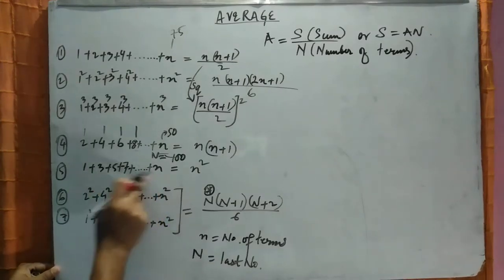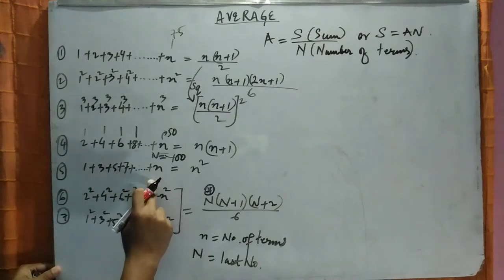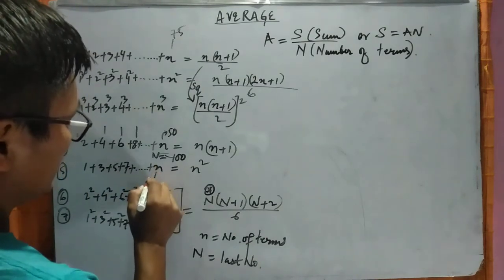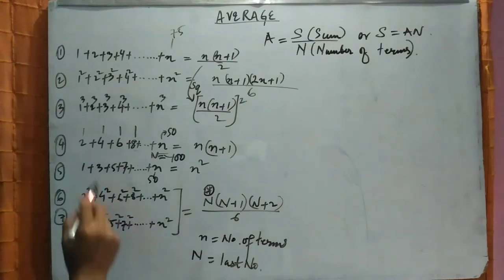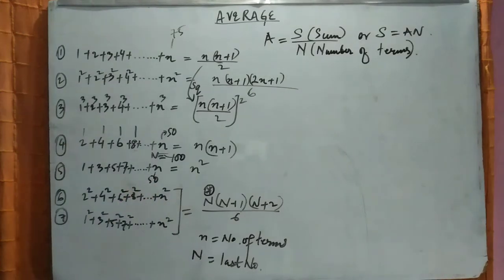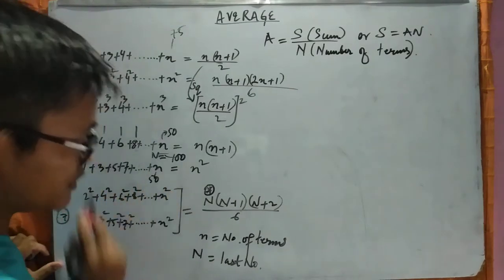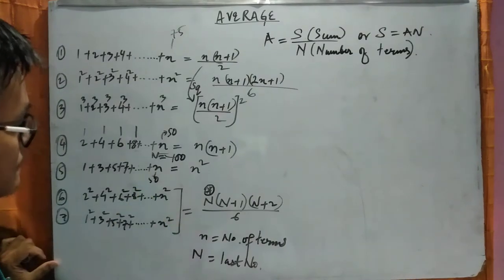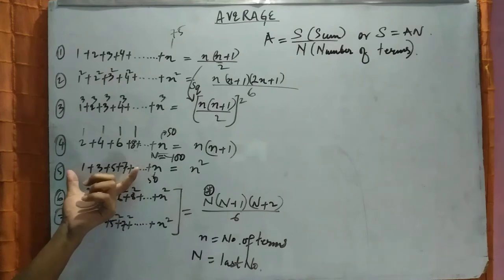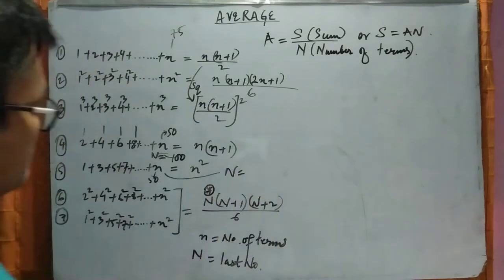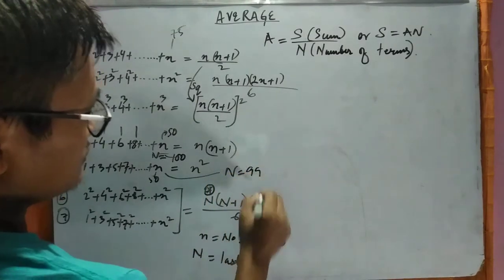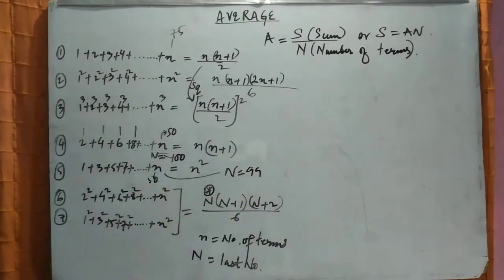Suppose set of odd numbers which is 50. Number of times 50, the last number is 99. 50 odd numbers, so the last term is 99.